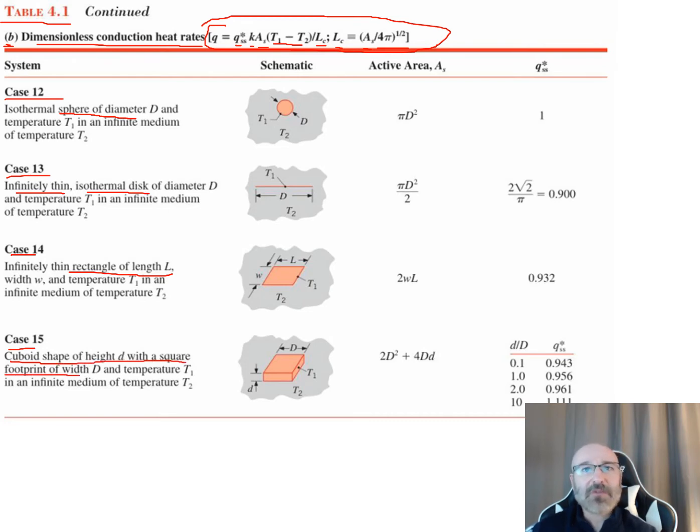So these are some relatively specific cases. We can see we have a schematic of what these look like. Then we have what our active area is, which is important for calculating our A_S. So now we have a relationship for what our A_S is for each of these as well.